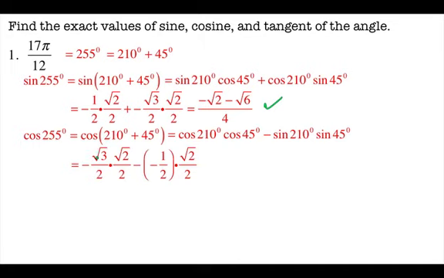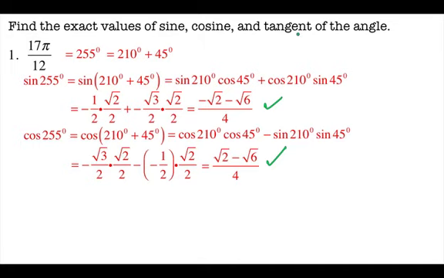This becomes negative radical 3 over 2, cosine of 45, radical 2 over 2, minus, and then sine of 210 is negative 1/2, sine of 45, radical 2 over 2. Pre-algebra, you get the following. And this is your answer for cosine of 255.